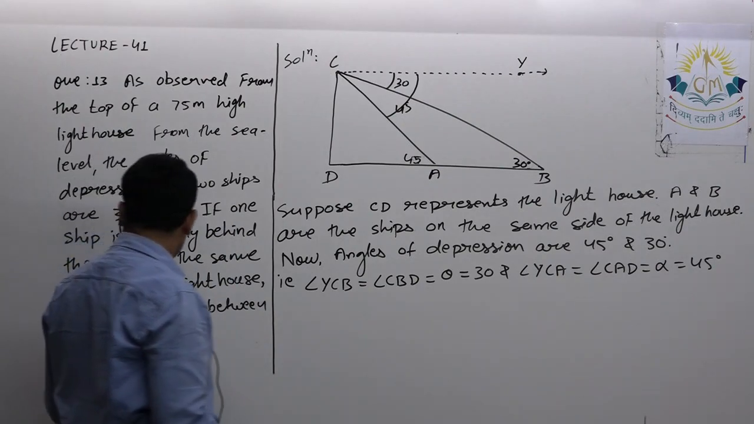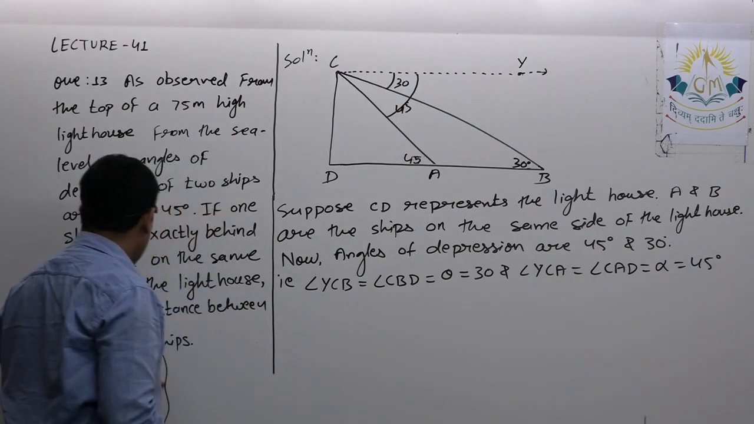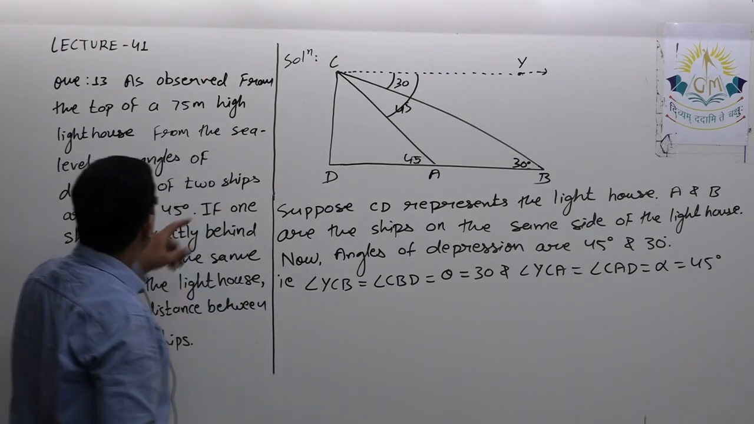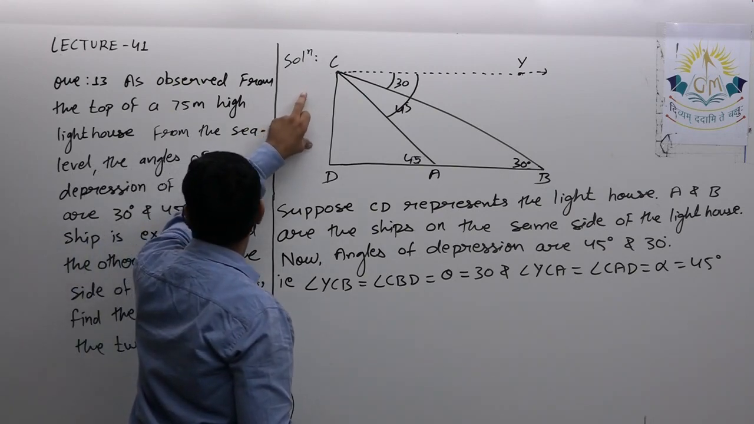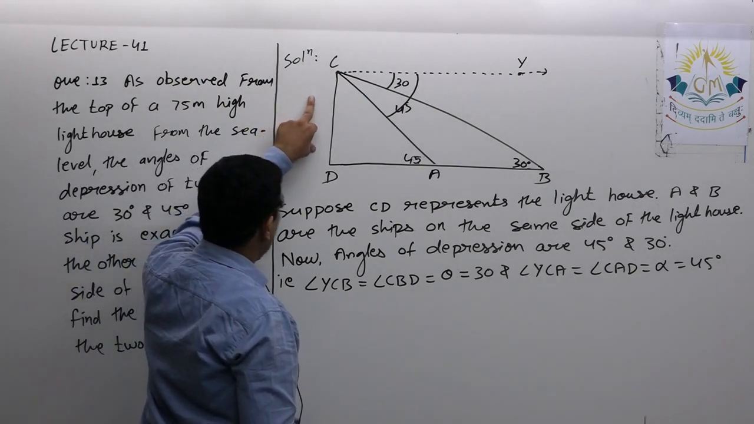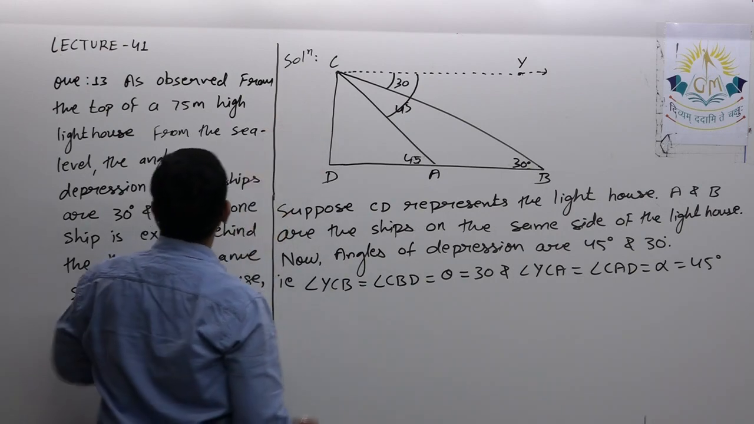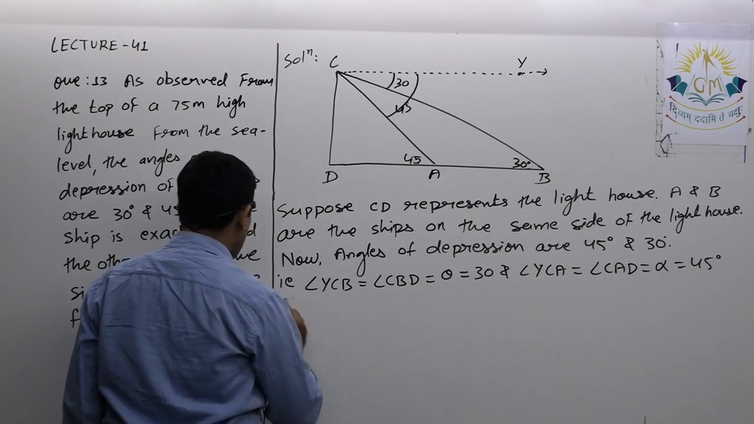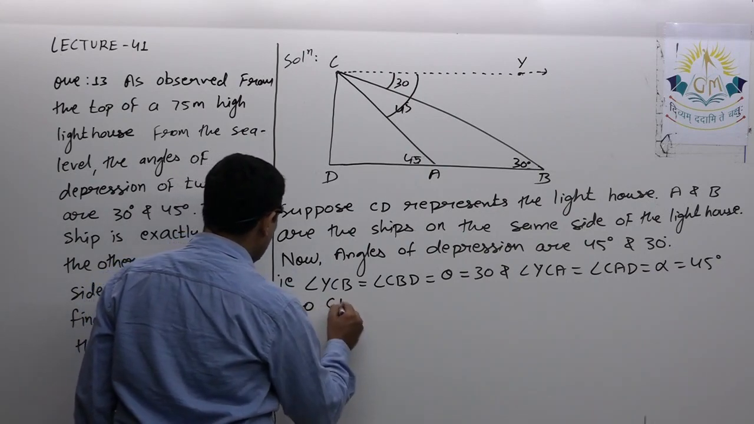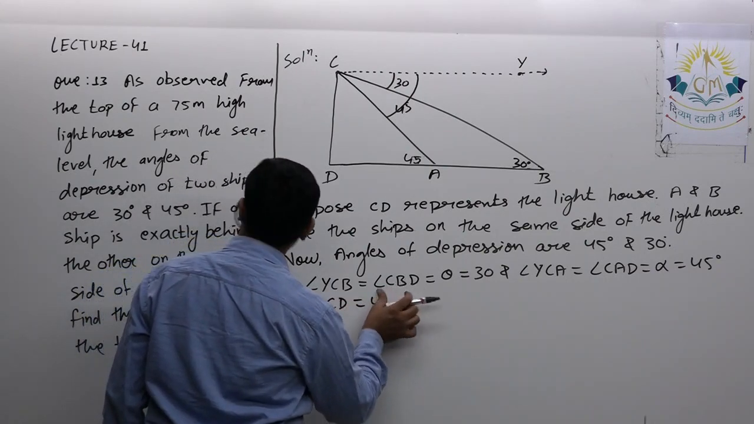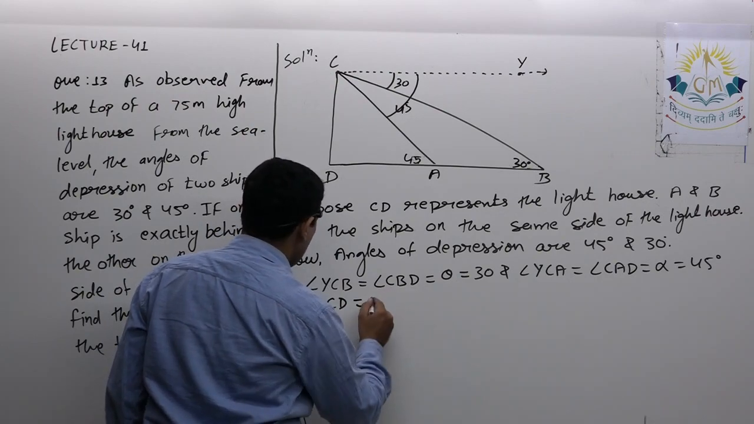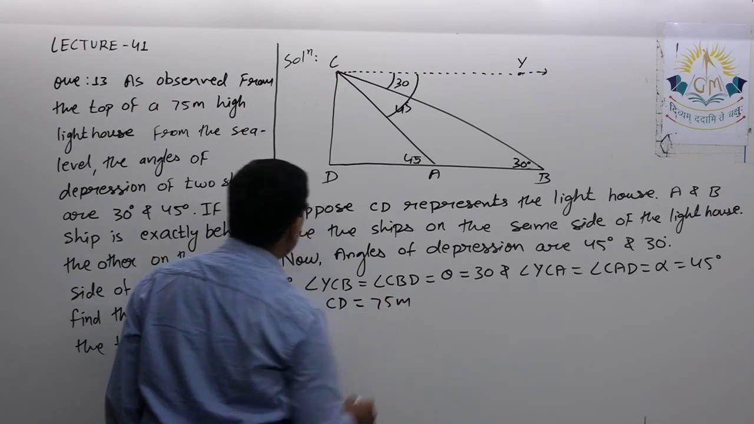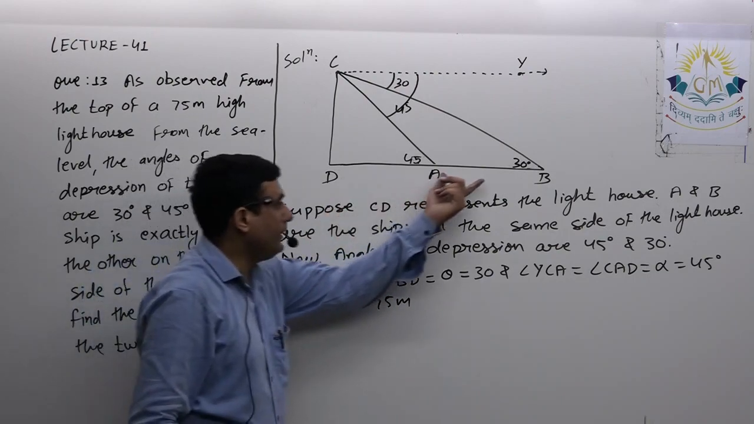What we have to find is the distance between the ships, and it is given that the lighthouse has height CD equal to 75 meters. Also it is given CD is equal to 75 meter. So now what I need to find is AB.